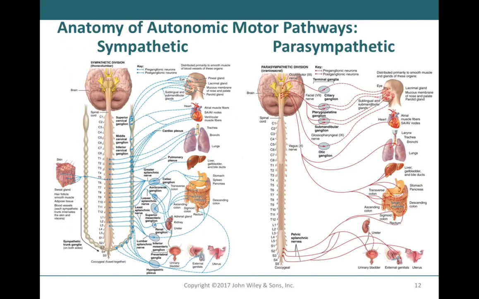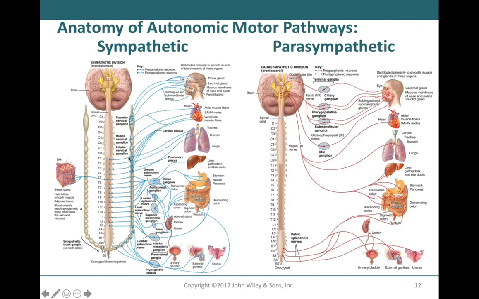So we can see that difference displayed on this slide as well. In our sympathetic nervous system, the axons of our preganglionic neurons are going to be very, very short. You can see that these are branching out, and they're actually going to be synapsing in this structure known as the autonomic ganglia, which are found very close to the spinal cord.